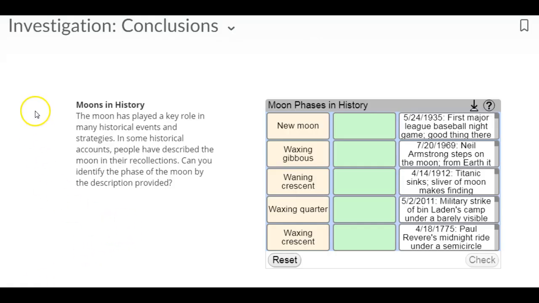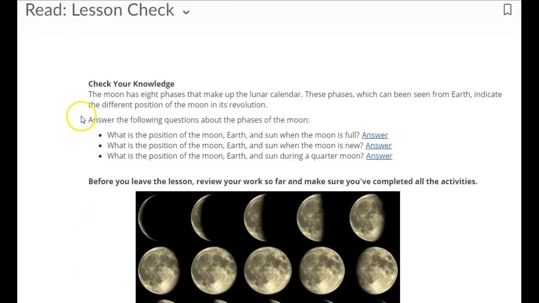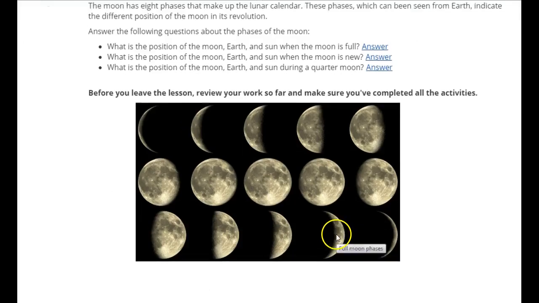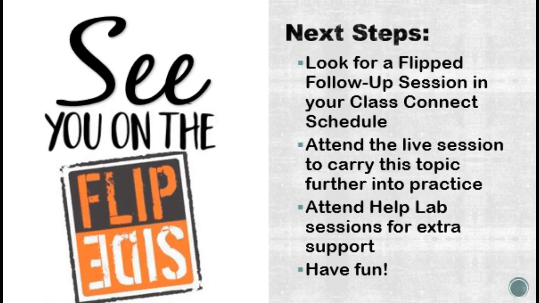And then you will have, back in your lesson portion, you'll have your conclusions. This portion does not have to be turned in, but is a good review over everything that you've just learned. And then before you leave the lesson, you've got one more review here, just a quick knowledge check, remembering how many phases, and answer the following questions of what the moon is looking like in each of its phases. And that completes your Unit 5, Lesson 7 teacher graded assignment.